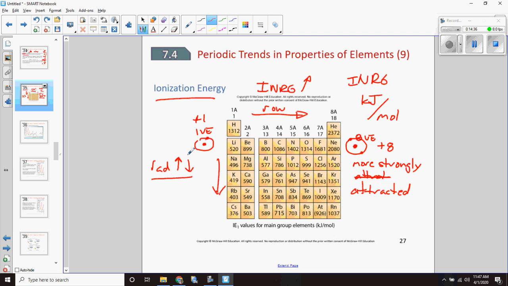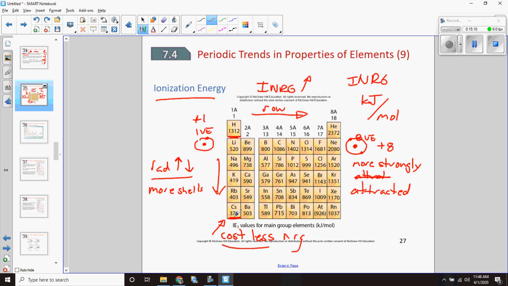So the radius increases going down a group because we get more shells. All right. Well, think about that in the same token. Ionization energy is how much energy it costs to remove an electron. So if you look at these two atoms here, hydrogen and cesium, why would it cost less energy to remove a cesium valence electron than a hydrogen valence electron?